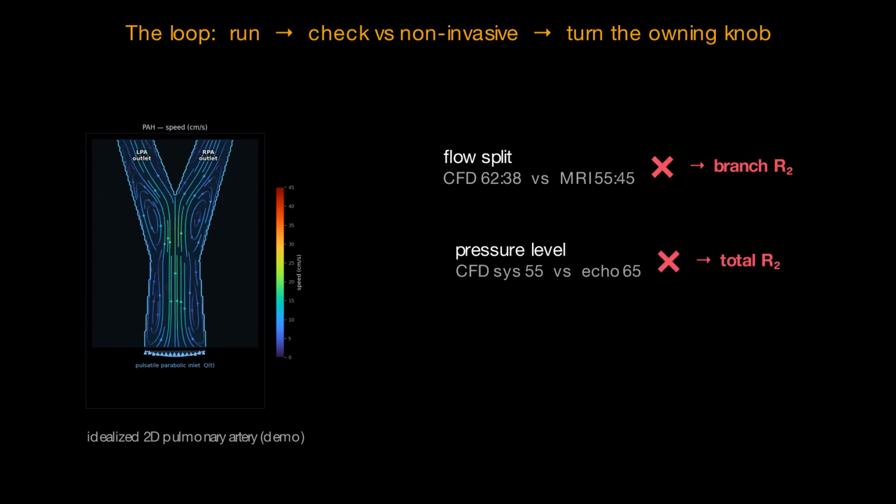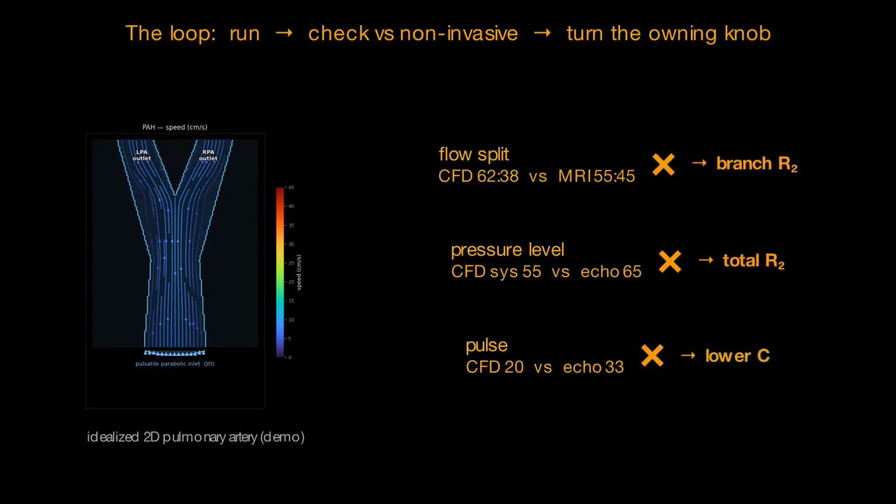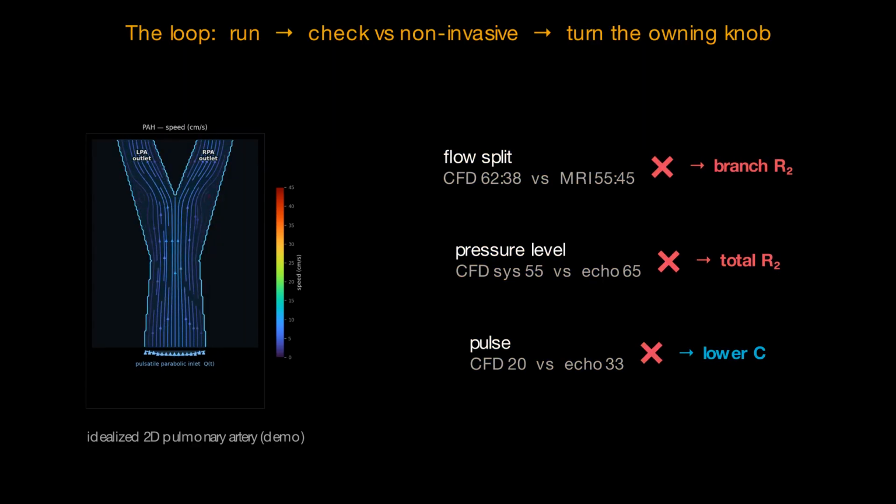Second, the pressure level. The simulated systolic pressure comes out at 55. The echo anchor says 65, so raise the total distal resistance until it lands. Third, the pulse. The swing is too small, 20 against the echo's 33, so lower the compliance. Because each knob barely disturbs the others, 3 or 4 passes and everything matches at once.